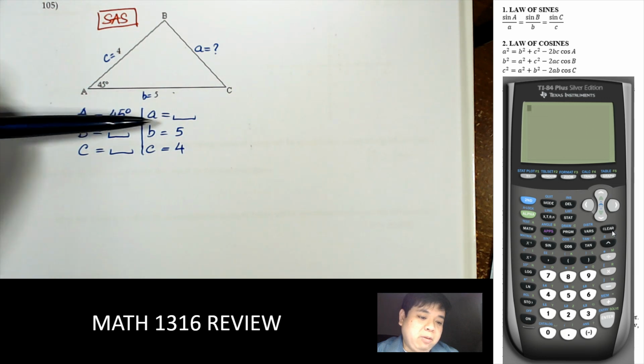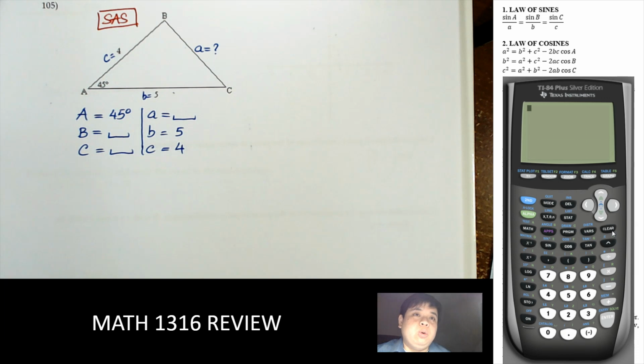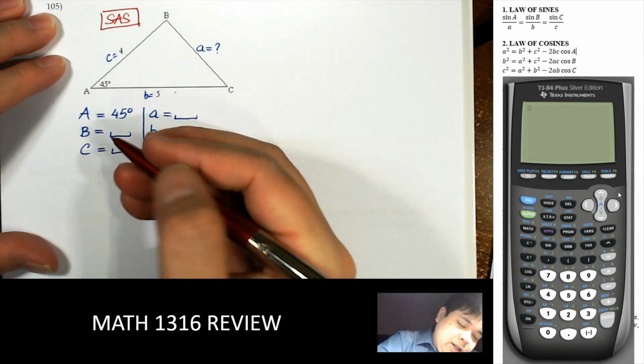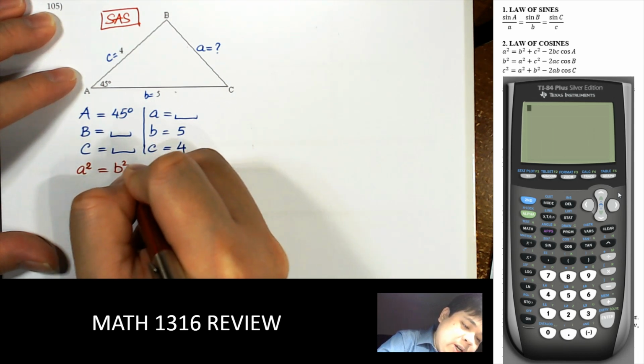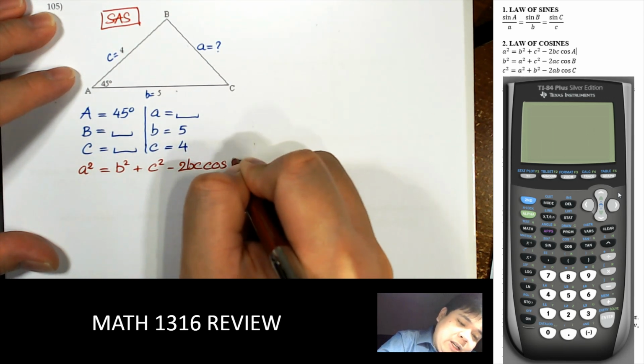Now we don't have a pair of opposite sine angle. So here we have to use the law of cosine. So law of cosine over there, let me highlight it. Of course, we're going to use the first one here because we are given angle A, so we have to use the one that has A in it. So the first one: a squared equal to b squared plus c squared minus 2bc cosine of A.